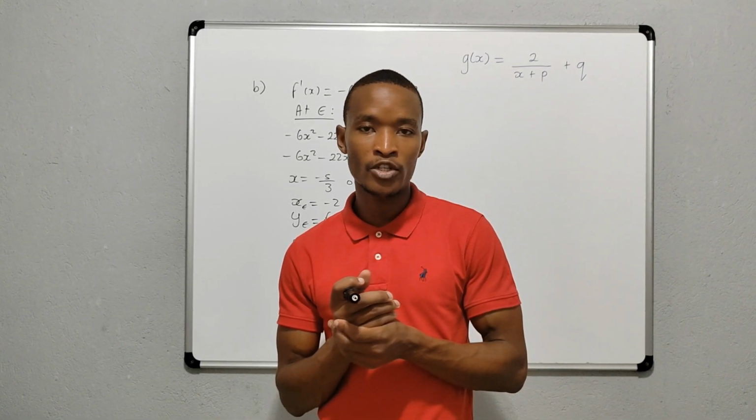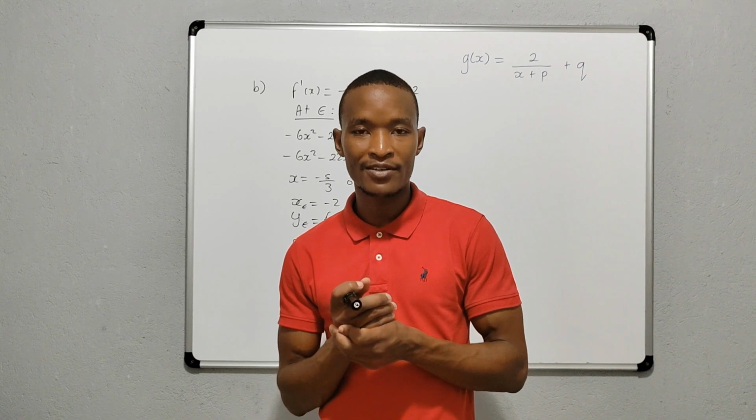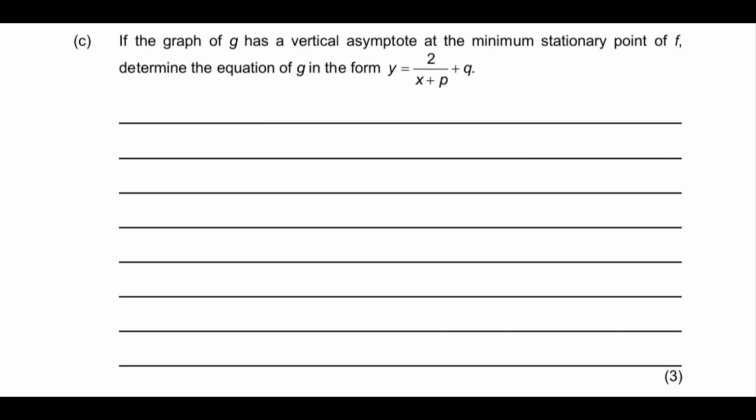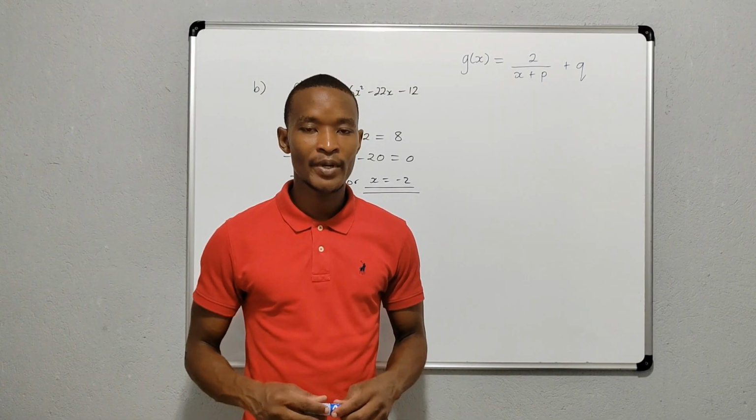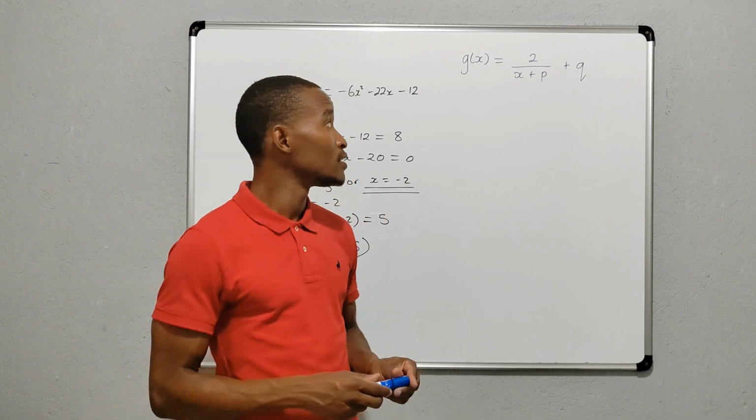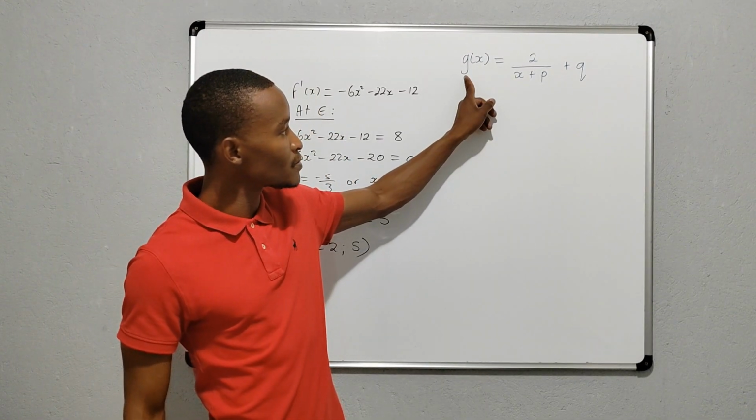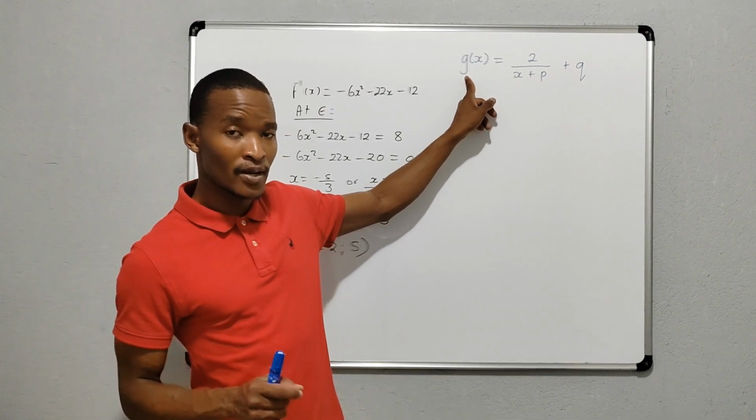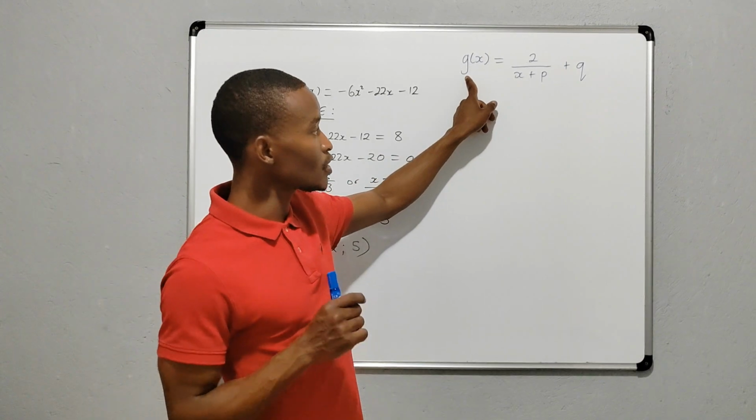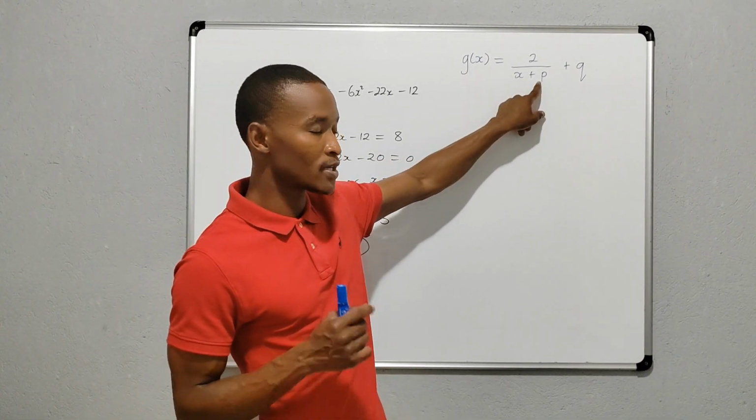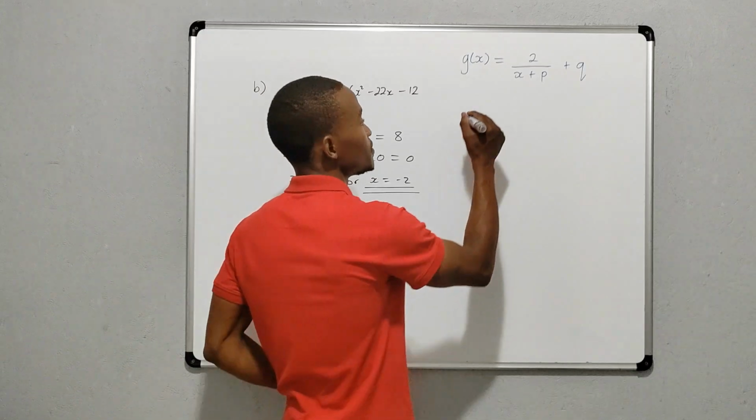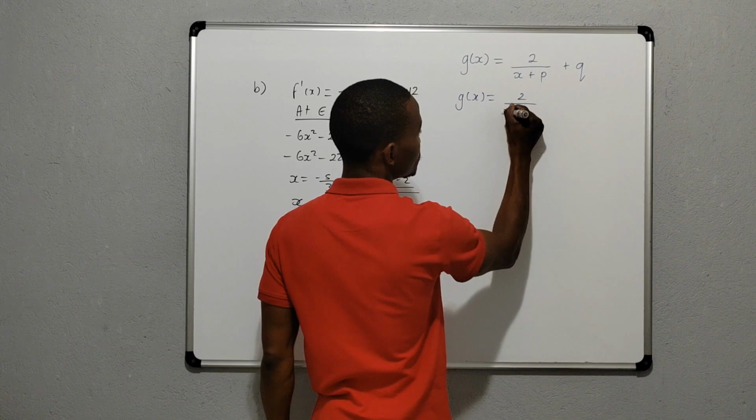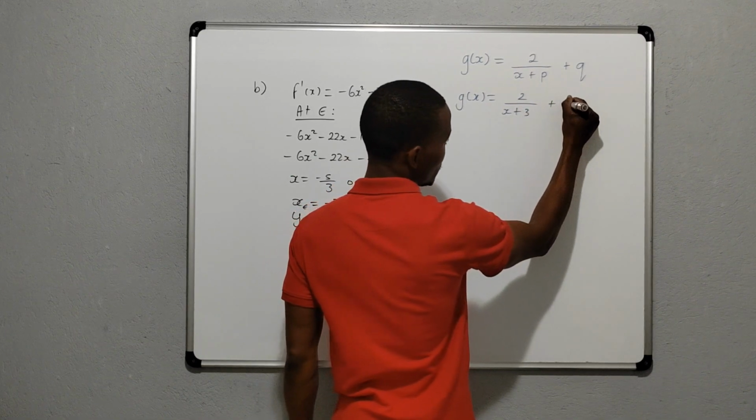Now let us also talk about G. That is the next question. All right, so take a look. Okay, so now we are given a context where G has a vertical asymptote at the minimum stationary point of F. Where is that taking place? At -3. So if you plug it back into the function, it becomes +3. Alright, so it means here that G of x is actually 2 over x plus 3, plus q.